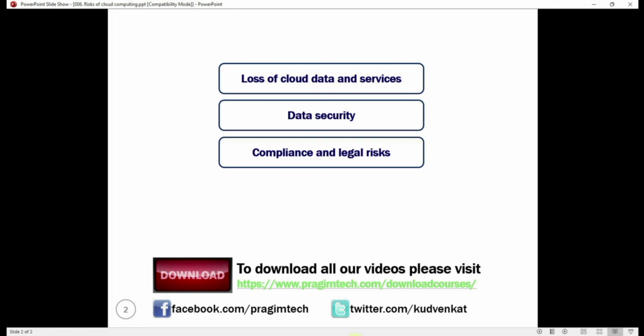There are many local and international regulations like GDPR, HIPAA, etc. By moving to the cloud, you're relying on the cloud service provider to protect data and adhere to these local and international regulations.